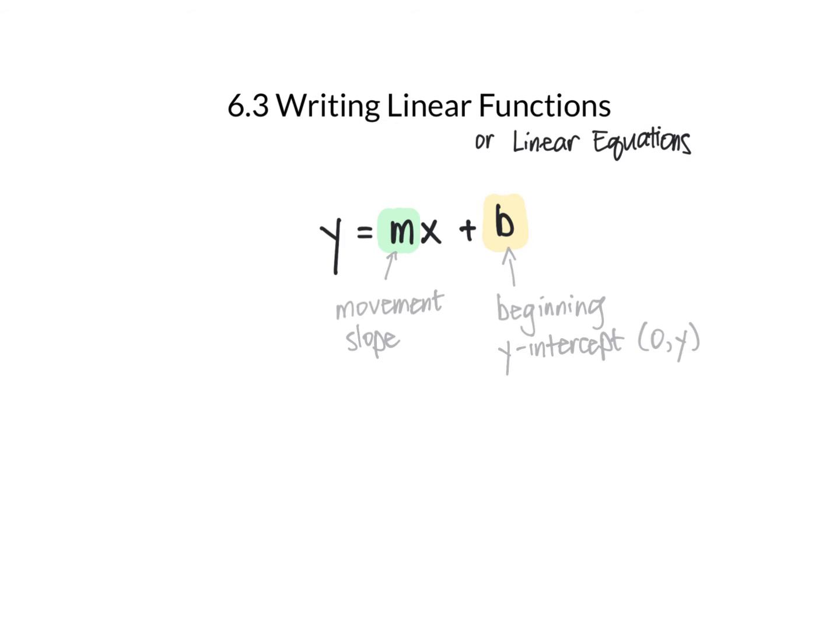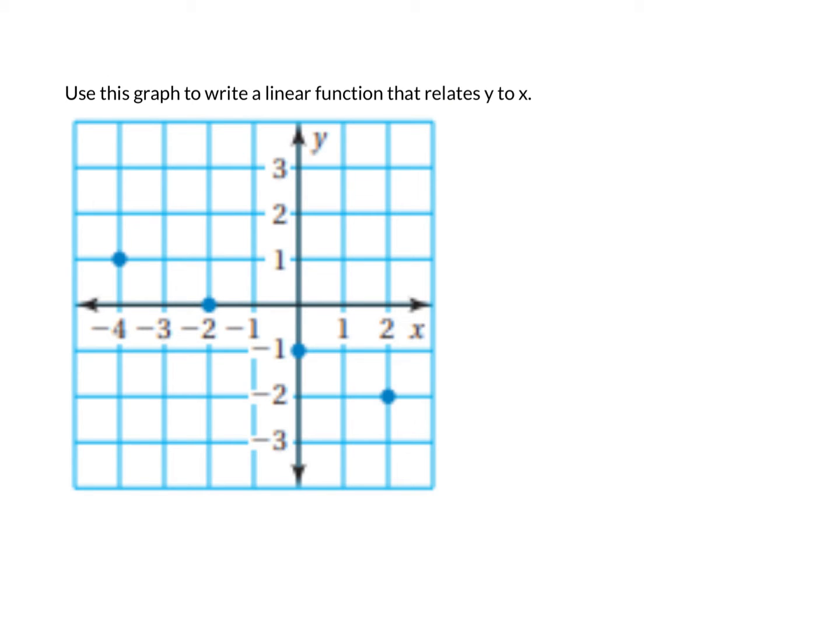Let's get started. Okay, in our first example, we're going to use this graph to write a linear function that relates y to x, okay? Here is the y-axis, here is the x-axis. So to write this linear function, the first thing we need to identify is the y-intercept. Where is the beginning, okay? And we can see that this point right here is where this line would cross the y-intercept. So this is going to be our b, okay?